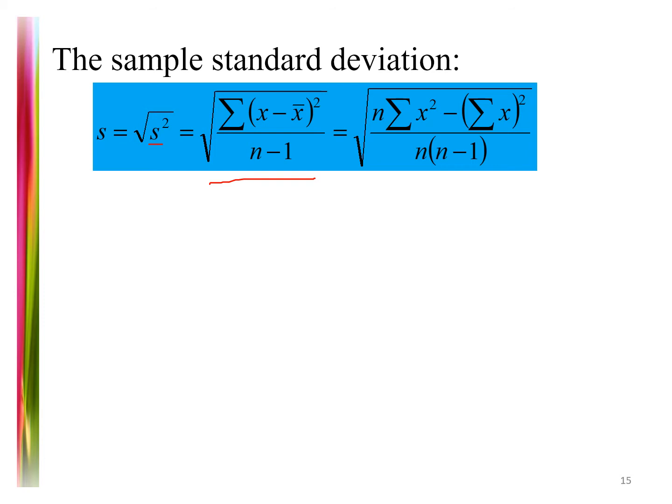Or otherwise, we can use another formula: square root of n times summation of x squared minus summation of x all squared, divided by n times n minus 1. That gives the sample standard deviation, but maybe later we will introduce that calculation. You can calculate it by using TI-83 or 84 calculators and find the sample standard deviation values, or otherwise we can use that formula too.